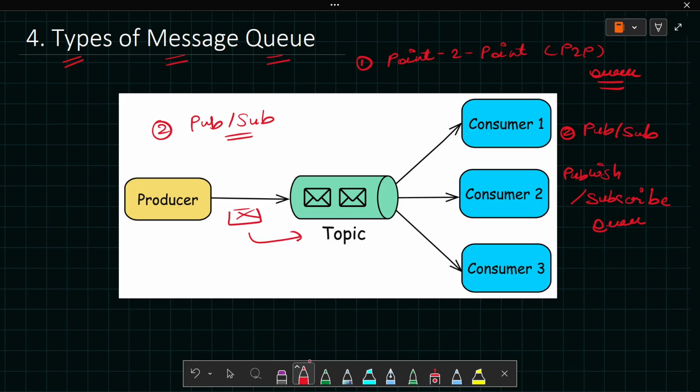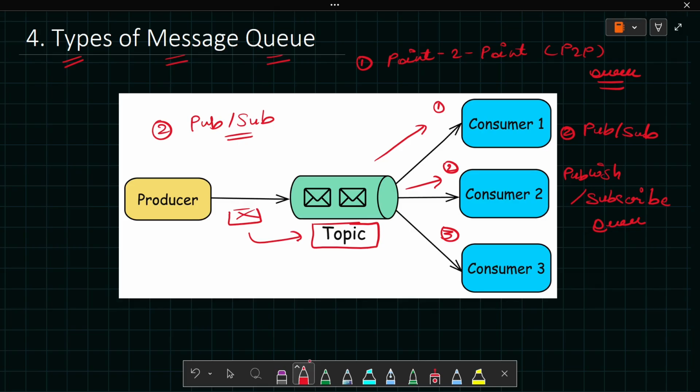What is the meaning of a topic? It means there is a particular topic on which the queue is made, and there are multiple consumers that can subscribe to that particular topic to receive the messages. So there are multiple consumers, like you have one, you have two, and there is a third one as well.